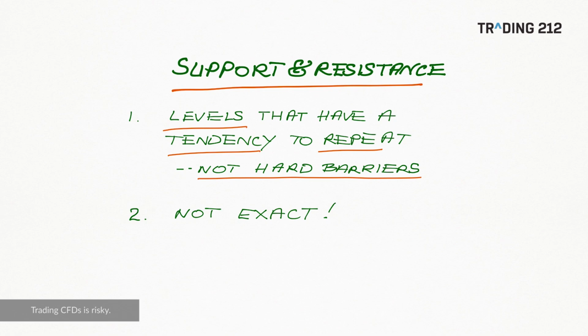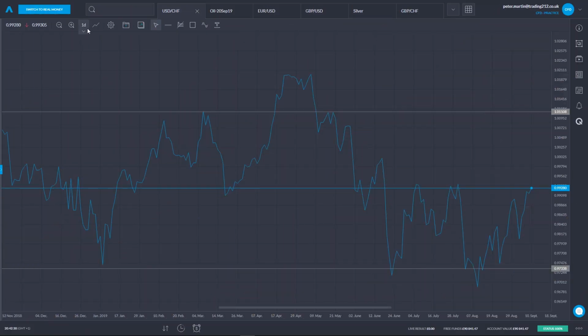Just because the market has met support or resistance at a certain level before doesn't mean it has to or will repeat. Secondly, support and resistance levels are not exact. When we were looking at those levels before, we were saying that they were roughly similar to each other, so not exact. As you can see, this is a daily chart of dollar Swiss in Trading 212's web app. I've drawn a couple of lines on here for support and resistance, and I'm going to use this as the basis for my discussion of those 2 points that we just looked at.